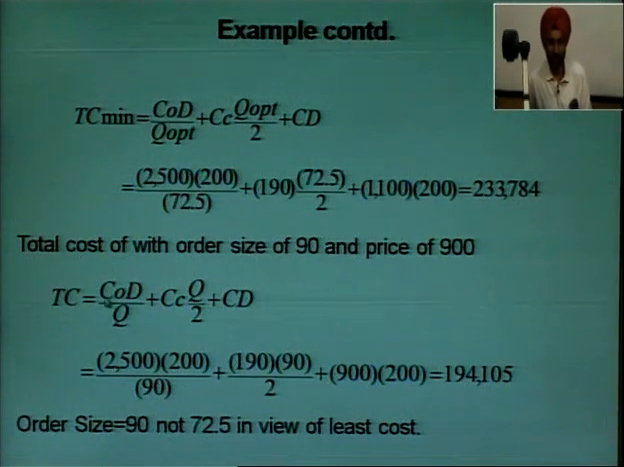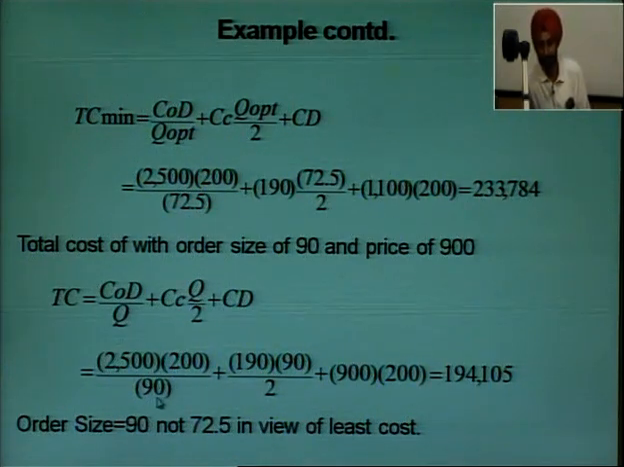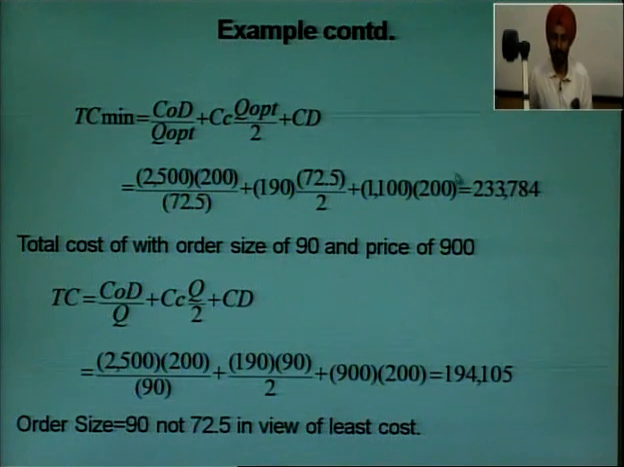Now, let us compare here. When you consider Q 90, that means the minimum of the next higher slab, considering 90 as an order size, our cost comes out to be 1,94,105. That is less as compared to what we worked out in the case of Q optimum. So, comparing their total cost, our order size will be 90, not 72.5.